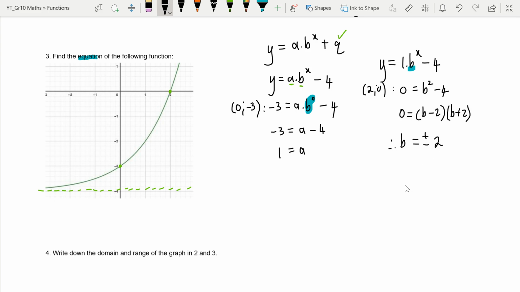All right, and then we need to decide. So which one is b? Is it now plus or minus 2? You need to know that my b, my base to my exponent of x there, cannot have a negative value. So therefore, our b is equal to positive 2. And there's our equation. y is equal to, our a is 1, our b is 2, and our q is 4.